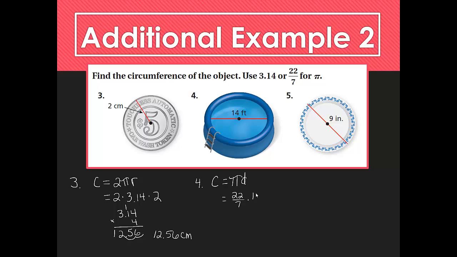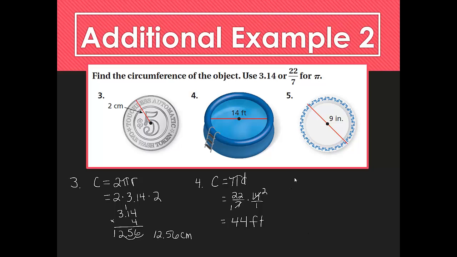And then we're going to multiply that by our diameter, which is 14. So times 14. We can make this a fraction by putting a 1 underneath it. Now I can simplify my 7 and 14 by dividing by 7. So 7 divided by 7 is 1, and 14 divided by 7 is 2. Now I can multiply. 22 times 2 is 44, and 1 times 1 will be 1 on the bottom. So my answer is just 44. And then my label would be feet.